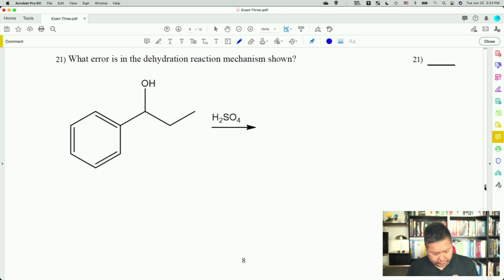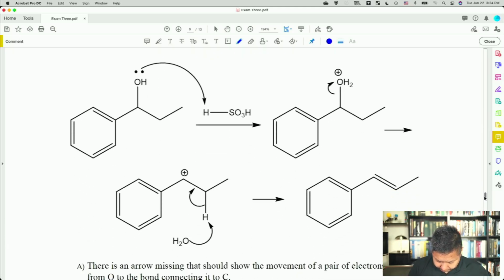So this is another dehydration reaction. What is the error in the mechanism below? So let me scroll down a little further here because that's just their thing there. Okay, there we go. What is wrong with this one here?